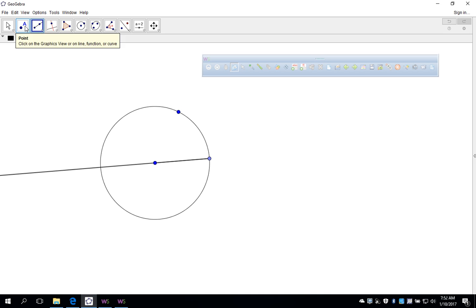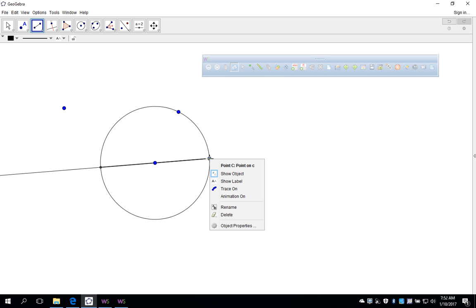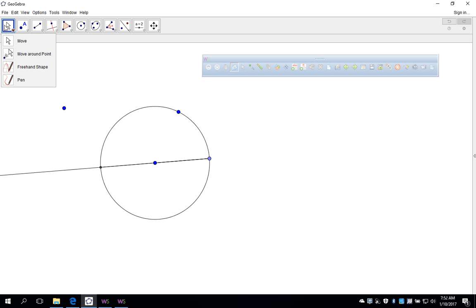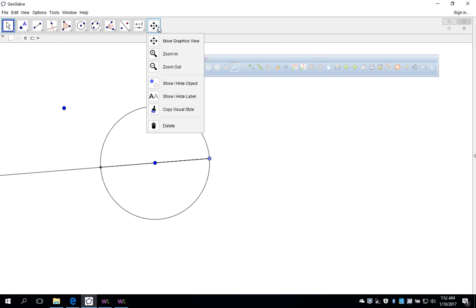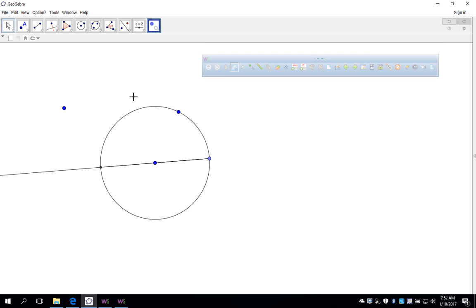So now what I'm going to do is take a point and put the point right here, and then draw a segment on top of this ray. There's probably an easier way to do this, but this is the way I figured it out. So I'm going to draw a segment from here to here, and then hide this ray. I'm going to go over here to Show Hide Object, click on this, and then click on the ray. Boom. And now you should have a circle with a diameter.